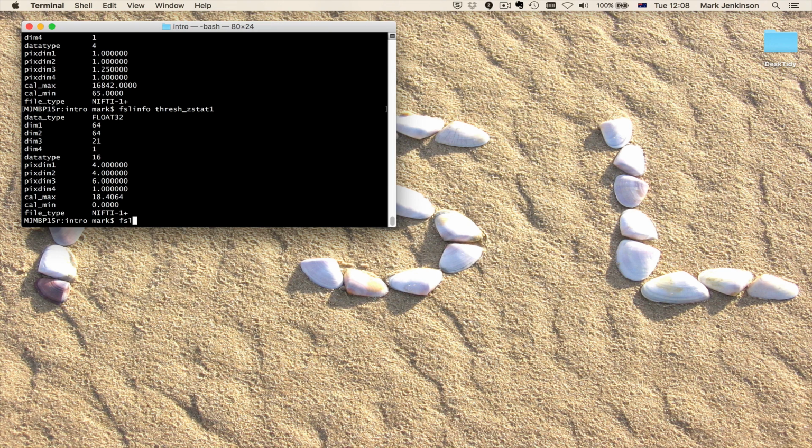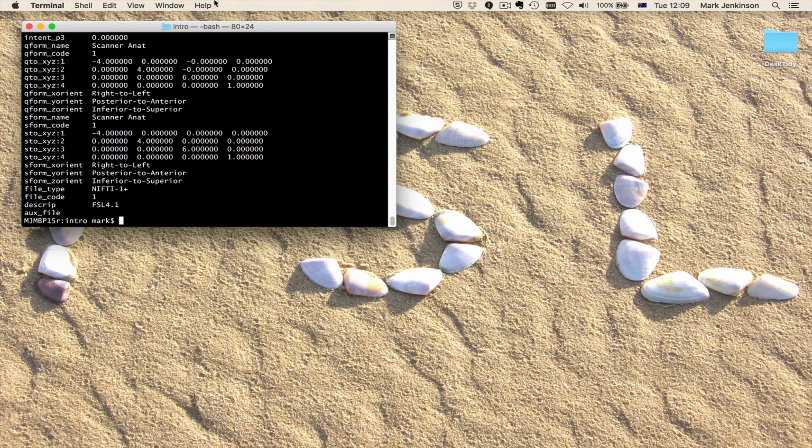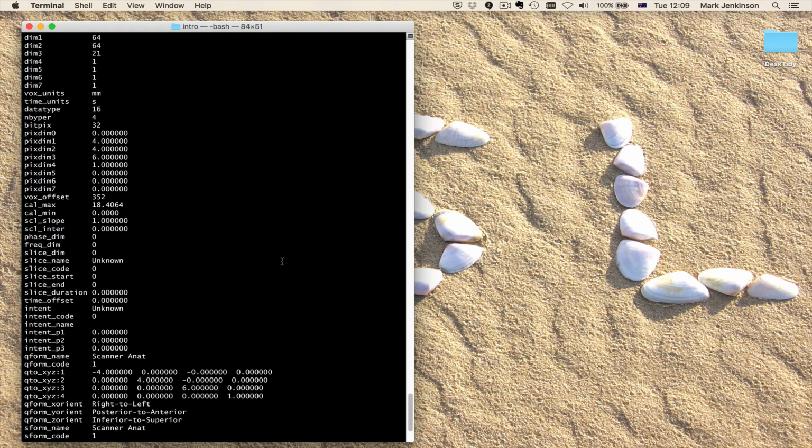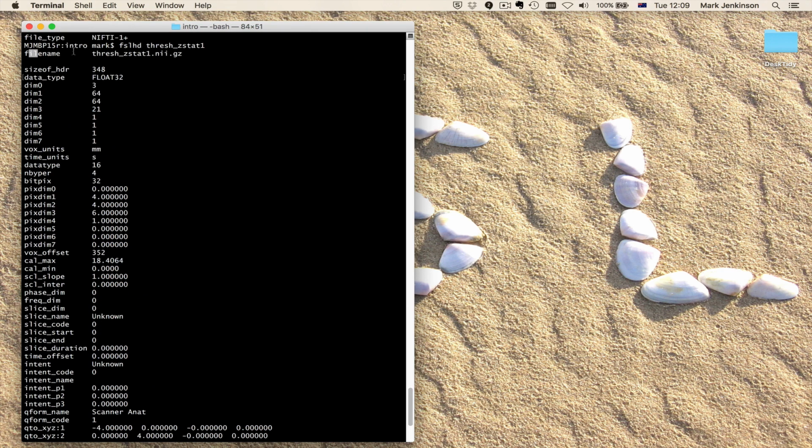There's also another tool called fslhd, and that gives us the full information of everything which is stored in the header of these files, which are NIfTI files. So if we run that on this file, then we actually get all of this information.